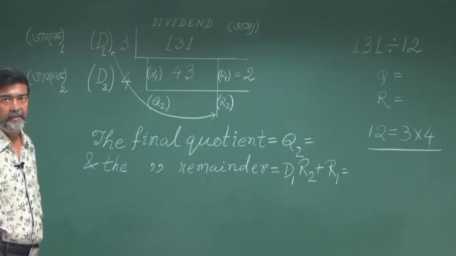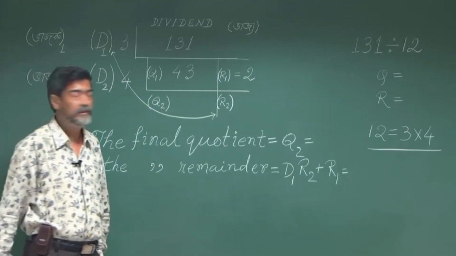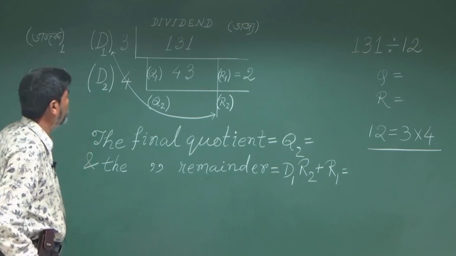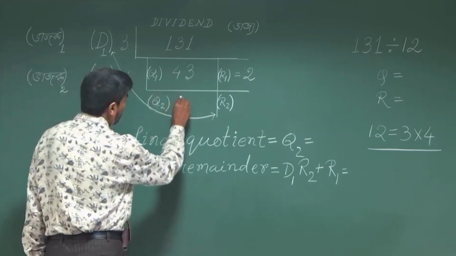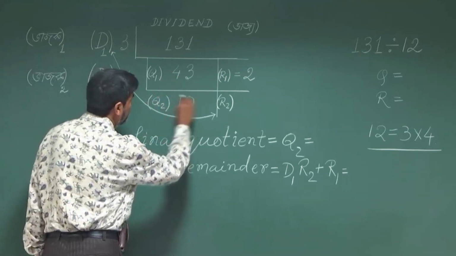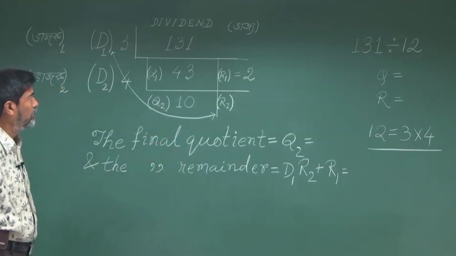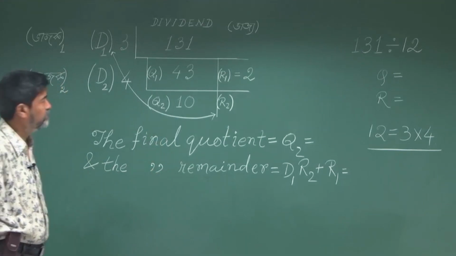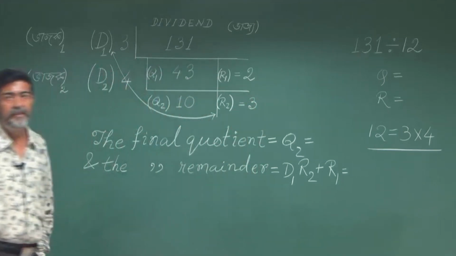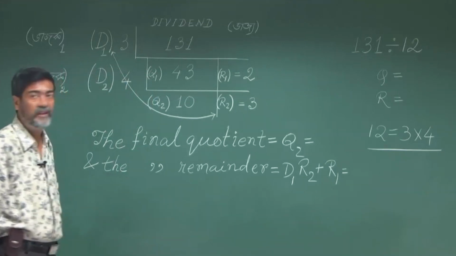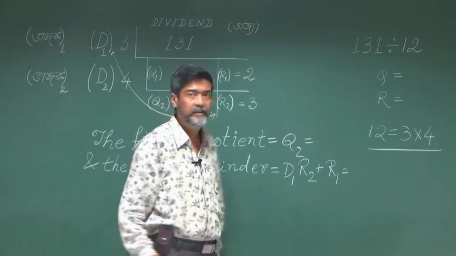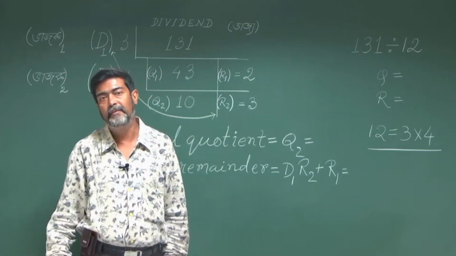R1. Then we should divide 43 by 4, the second factor of 12. So 1 will be there for 4, and for 3 we will have to insert a 0. 4 tens are 40. So we are left with 3 in 43 as the remainder. Therefore, for the second division, the remainder R2 is 3. Therefore, we have found out the values of Q1, the first quotient, Q2 for the second quotient, R1 the first remainder, and R2 the second remainder.